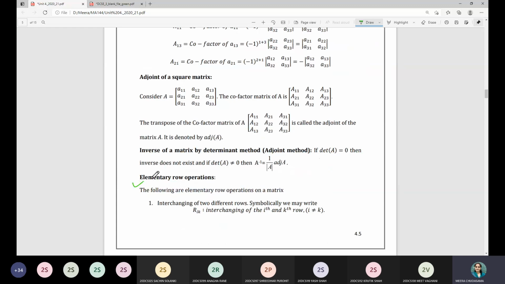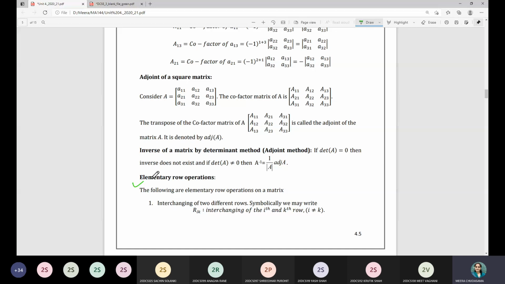Then we have elementary row operations. Why? Because after that you have considered systems of linear equations, which you have solved using the Gauss elimination method and all those things. So for that we first need to have the reduced row echelon form and row echelon form, and we can convert any matrix into row echelon form by considering elementary operations.